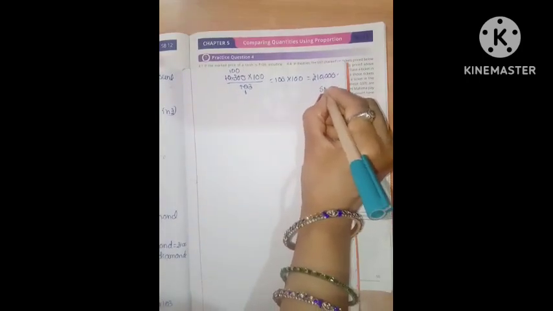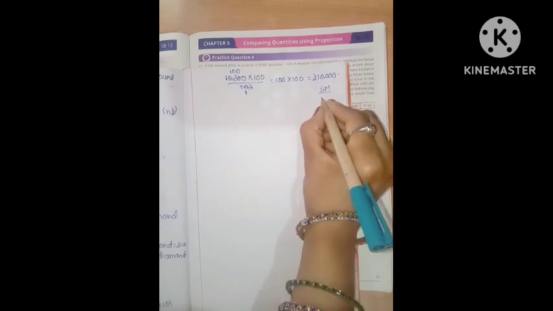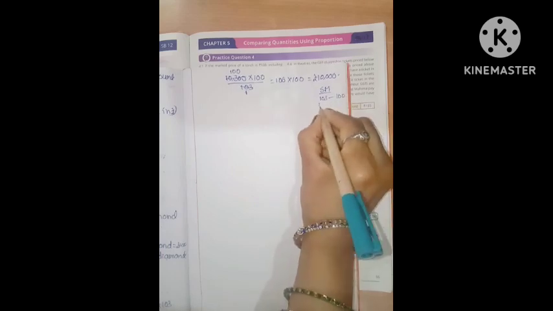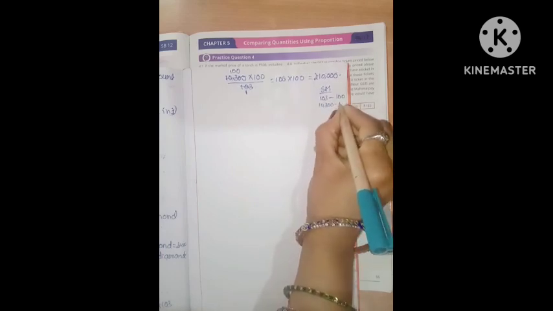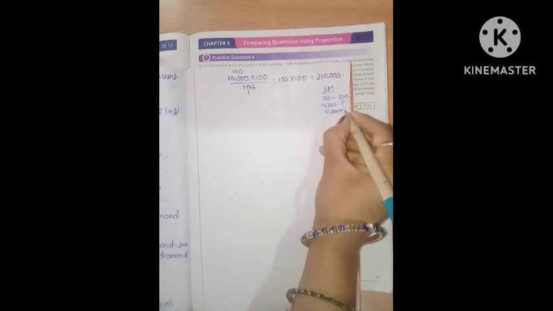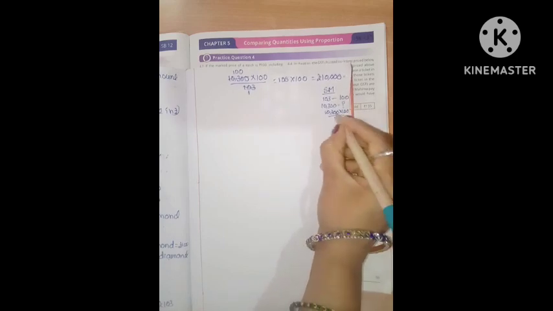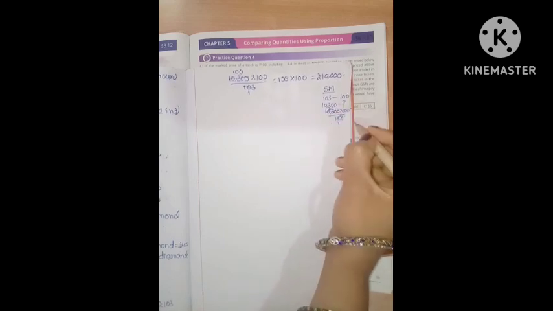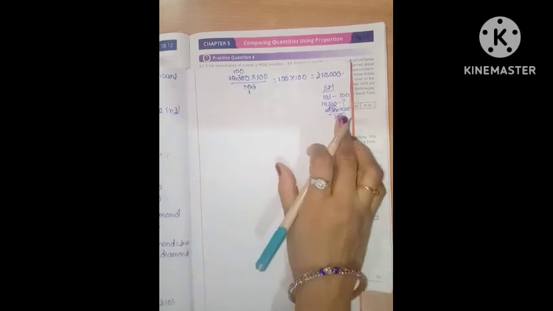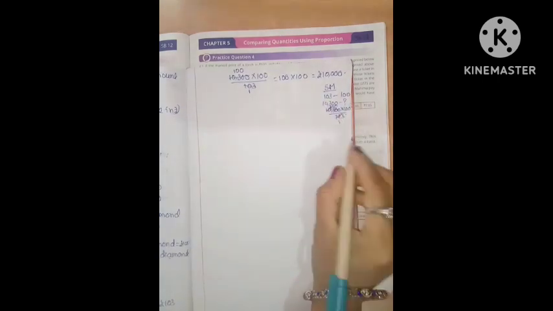Yes, this is the short method, Gagan sir. What's the short method? 103 is 100 rupees. Then 10,300 is how much? 10,300 × 100/103. Same, this is also cancellation in the table of 103. 103 into 100 is 10,300, 100 × 100. We will get the same answer.